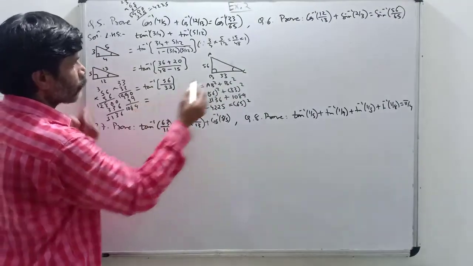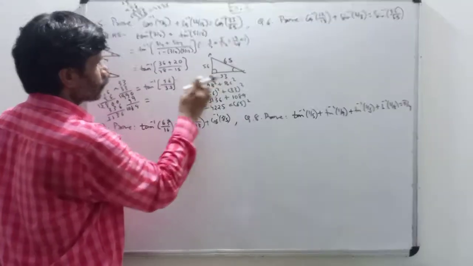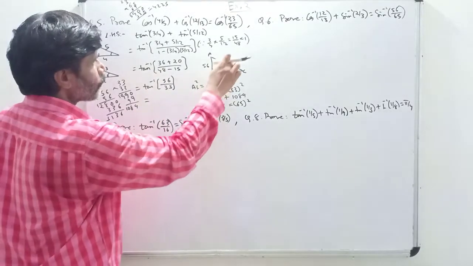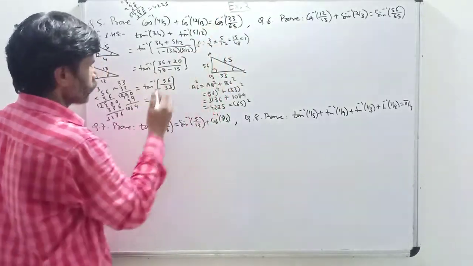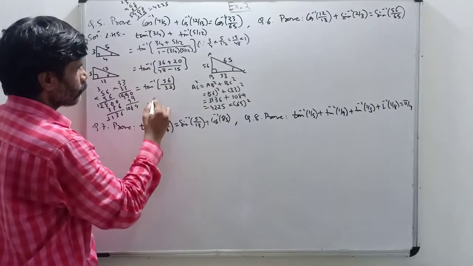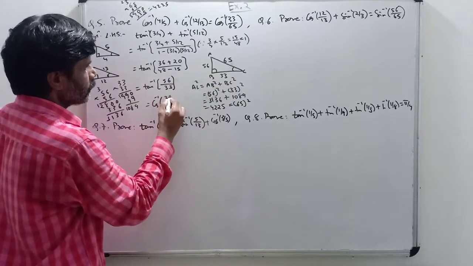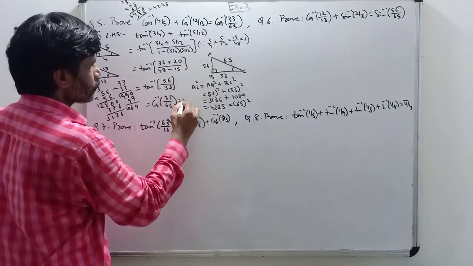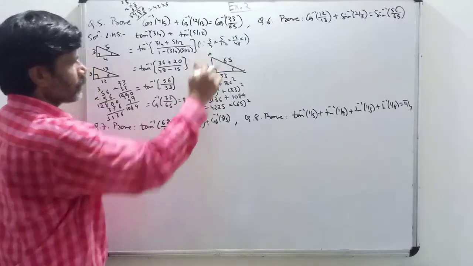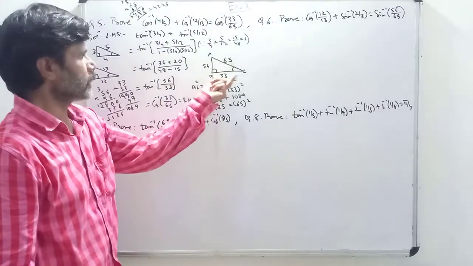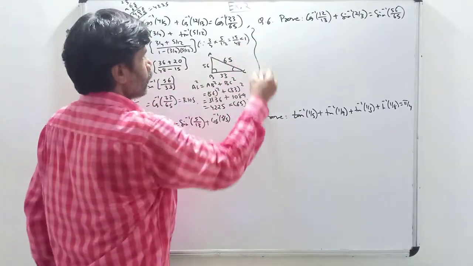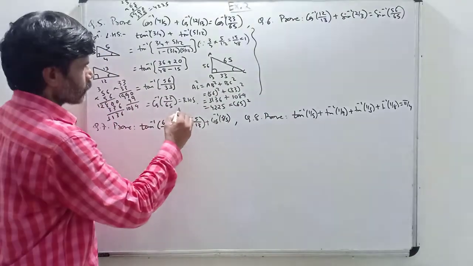So if you want to convert this, then this is what? Adjacent upon hypotenuse in terms of cos inverse. So I can write cos inverse of adjacent 33 upon hypotenuse 65. So that is nothing but RHS. This is a rough work. Otherwise you can remember also 33 square plus 56 square is equal to 65 square. Hence proved.